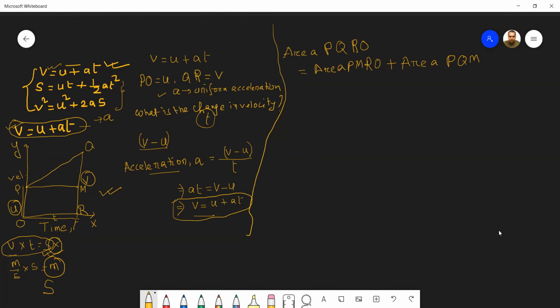Now if we can calculate these two areas, we can actually calculate the distance traveled by the object at time t. So let us proceed for that. Let us calculate the area of PMRO.